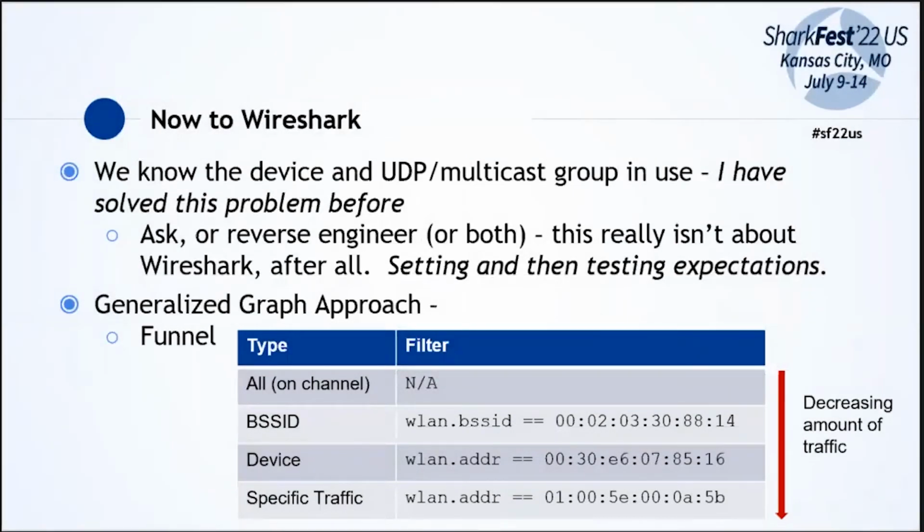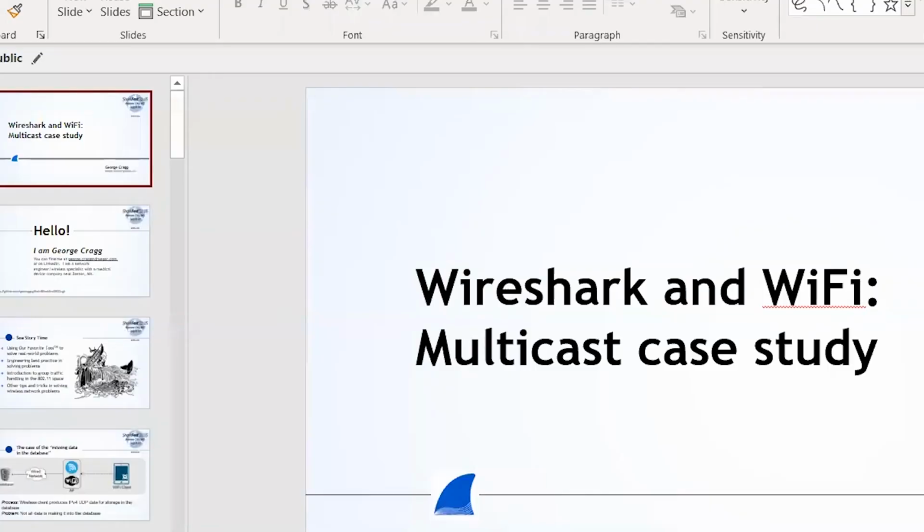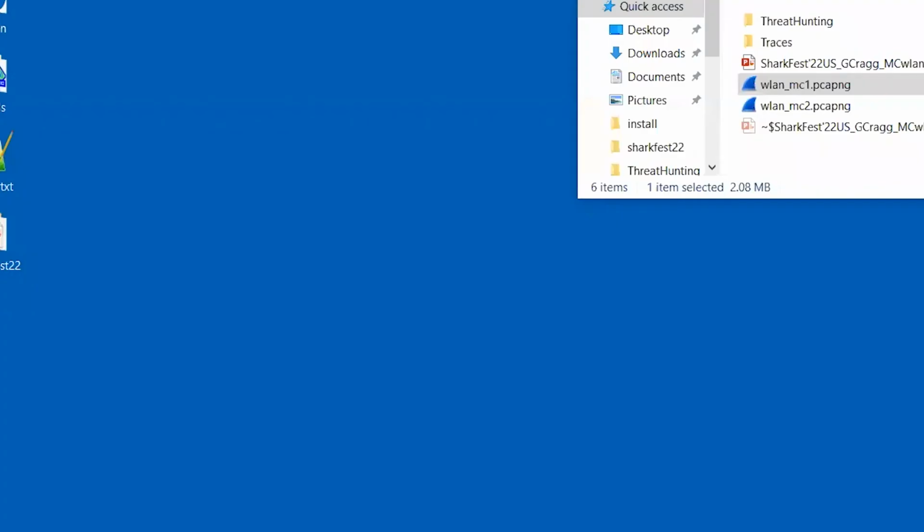So I'm going to pull up Wireshark and the packet capture, and I have a little technique that I use. This is how I do it. It's a funnel.